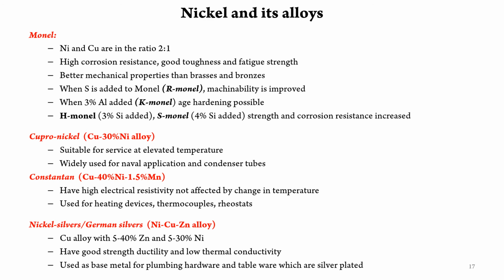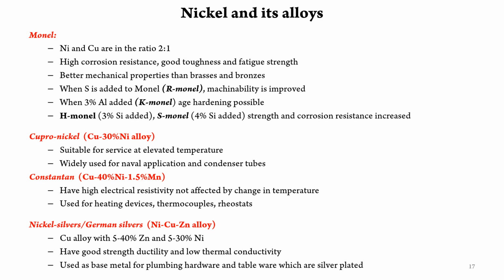Next one is constantan. That is copper 40. It's a combination of copper and 40% nickel and 1.5% of manganese. It has high electrical resistivity. It is not affected by the change in temperature. It is used for heating devices, thermocouples and rheostats.